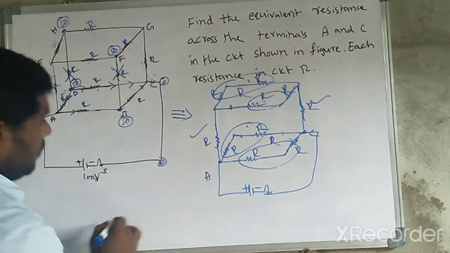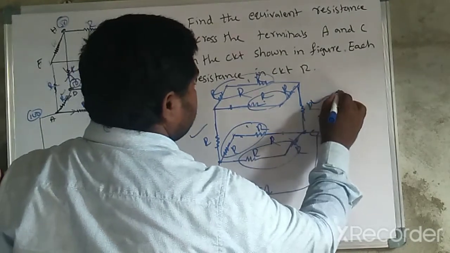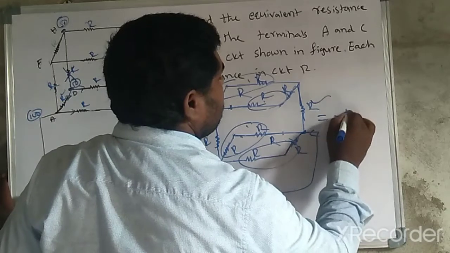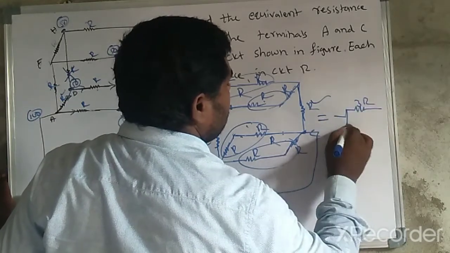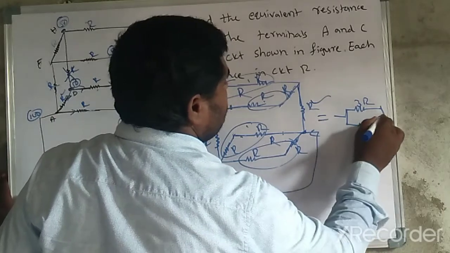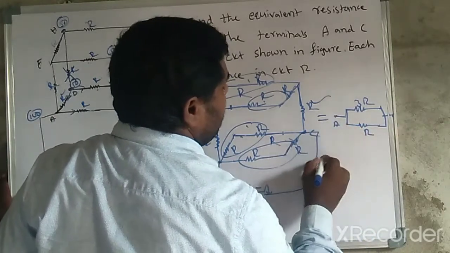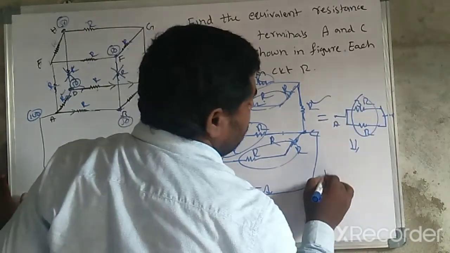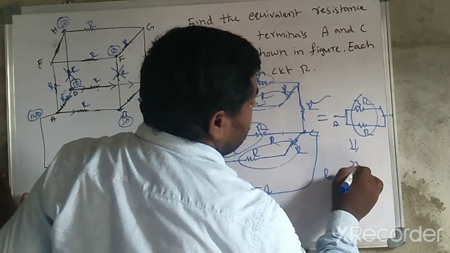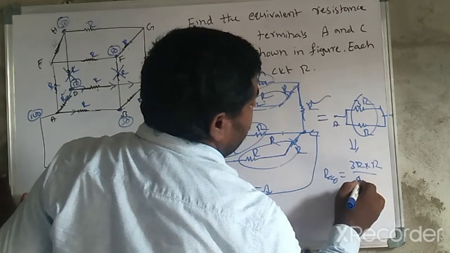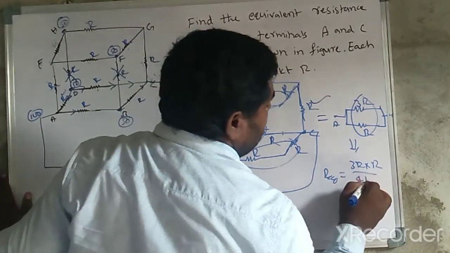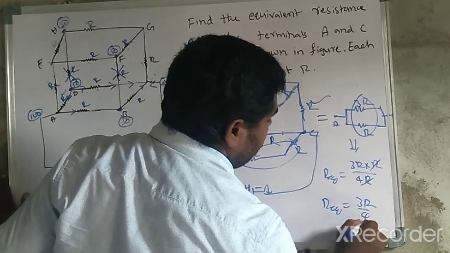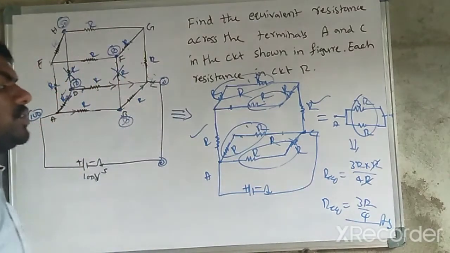So the final circuit is like this: 3R here, and R here. This point is C, this point is A. Again you make this 2R parallel combination. So R equivalent is equal to 3R into R divided by 3R plus R, which is 4R. So this R cancels, and R equivalent is equal to 3R by 4. This is the answer to the question. This is a shortcut method.